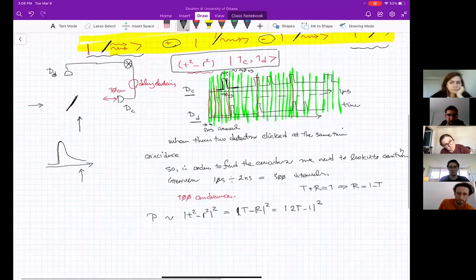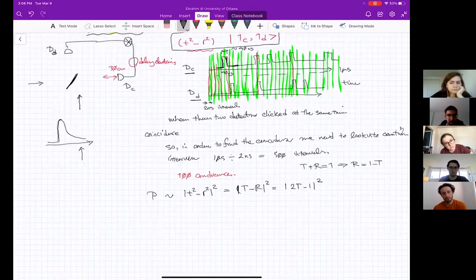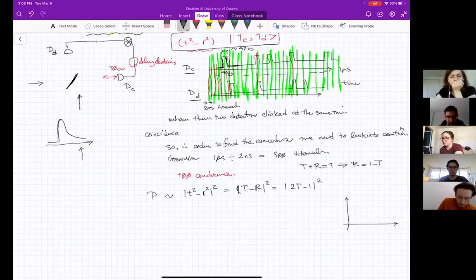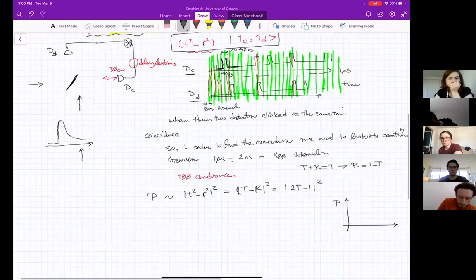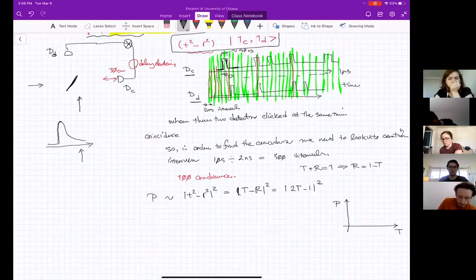So that is the probability of detecting the 2 photons at the 2 detectors. Essentially, if I look at the transmittivity, so I look at the probability versus T, what is happening? This is the probability of detecting both photons.